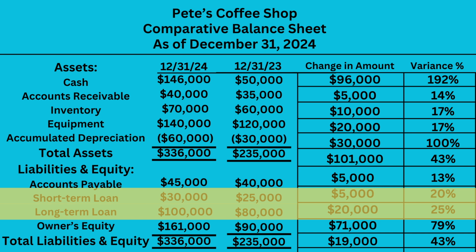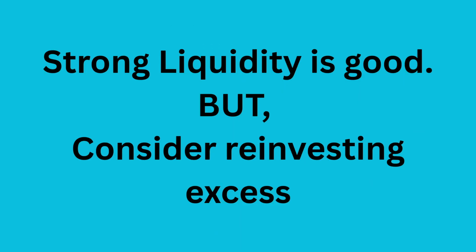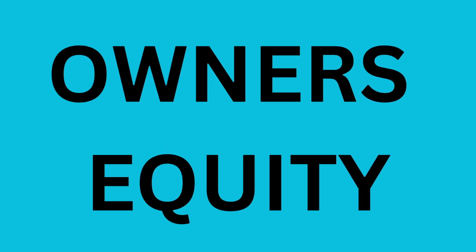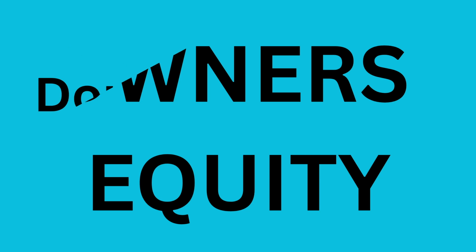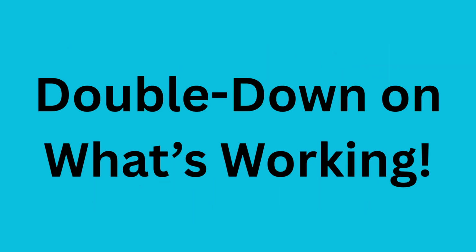Here's how this information might affect your future decisions as a manager of the business. The increased cash position signals strong liquidity, but reinvesting excess cash into money-generating assets could be a strong move going forward. If we focus on owner's equity, this increased because of an addition to owner's capital during the period, and because Pete's Coffee Shop is running a profitable operation. He's in a strong position going into next year and should continue to double down on what has been working thus far.